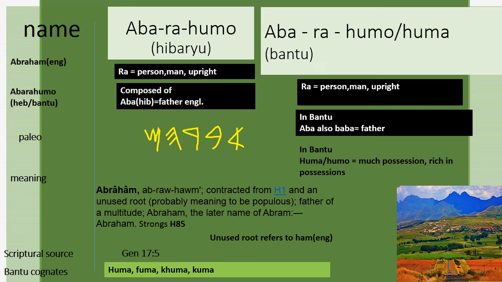This therefore means that Ahaya elevated the name of Abram in English, Abarumo in Hebrew, from the father who is upright to Abarahumo, a father rich in possession of people, of persons.